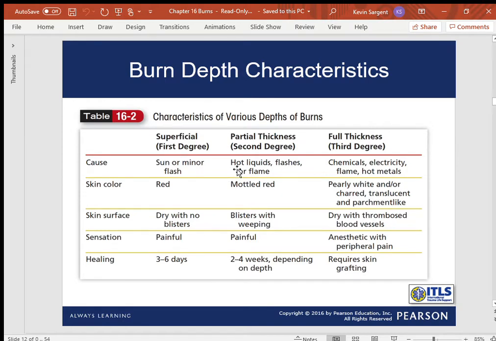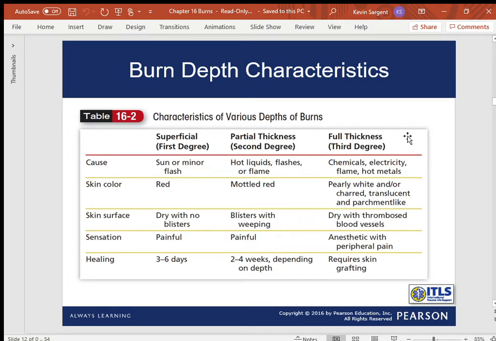Partial thickness, you get this from hot liquids generally. Flashes much like the flash burn, but with more prolonged exposure, or exposure to direct flame. The skin gets very mottled, real wet appearing, and is red. Weeping blisters, very painful, and this takes 2 to 4 weeks, depending on depth, to heal from. Then we have our full thickness, which is our third-degree burns.